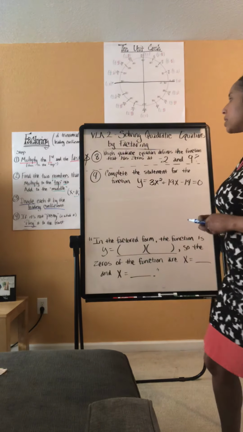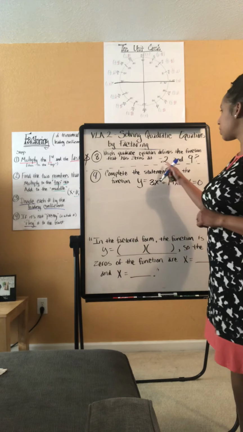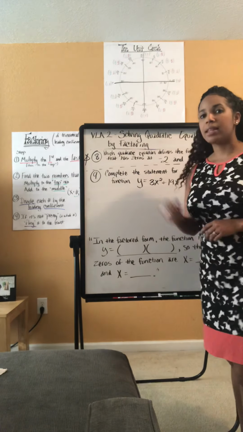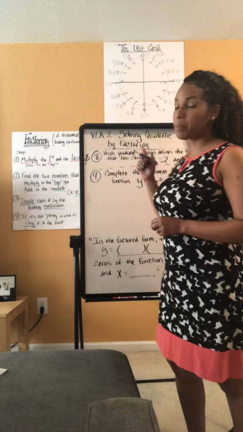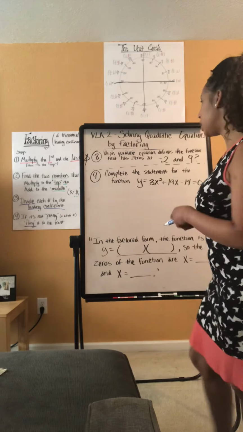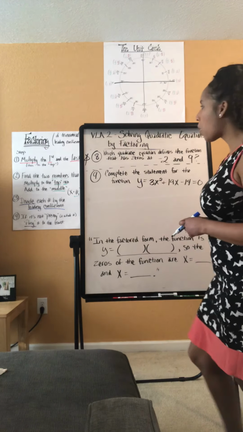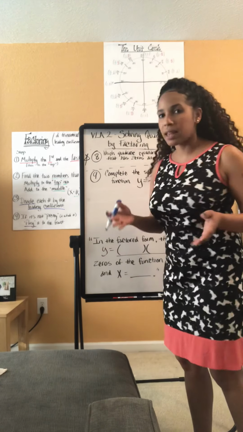Number 8 says, which quadratic equation defines the function that has zeros at -2 and 9? This problem looks like number 7, which I just finished on the video before this, part 3 of solving quadratic equations by factoring. So if you need help figuring this one out, look at that last video.